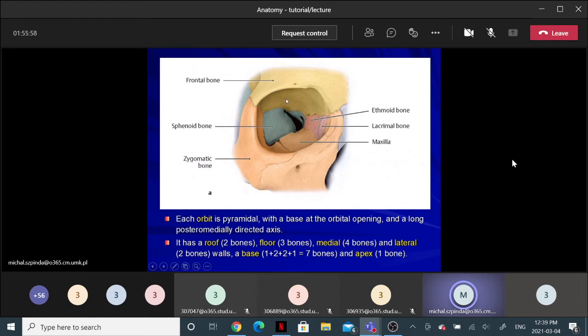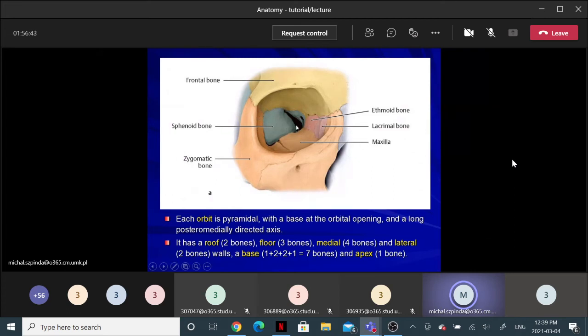The superior surfaces refer to the anterior cranial fossa. The bigger part refers to the orbital part of frontal bone, and the lesser posterior part refers to the lesser wing. The lateral wall is composed of 2 components as well. So this is the orbital surface of greater wing and the orbital surface of frontal process of zygomatic bone.